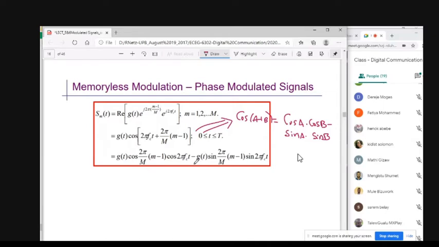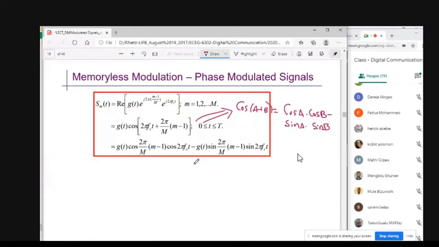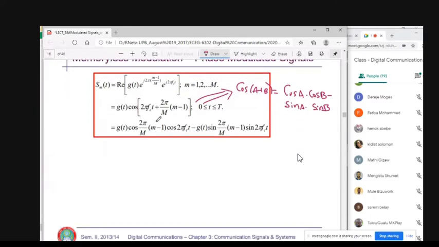So what do we take note from this expression? We take note of the following factors. One, the information sequence is embedded in these terms. Any variation in the information sequence is captured by these two terms.